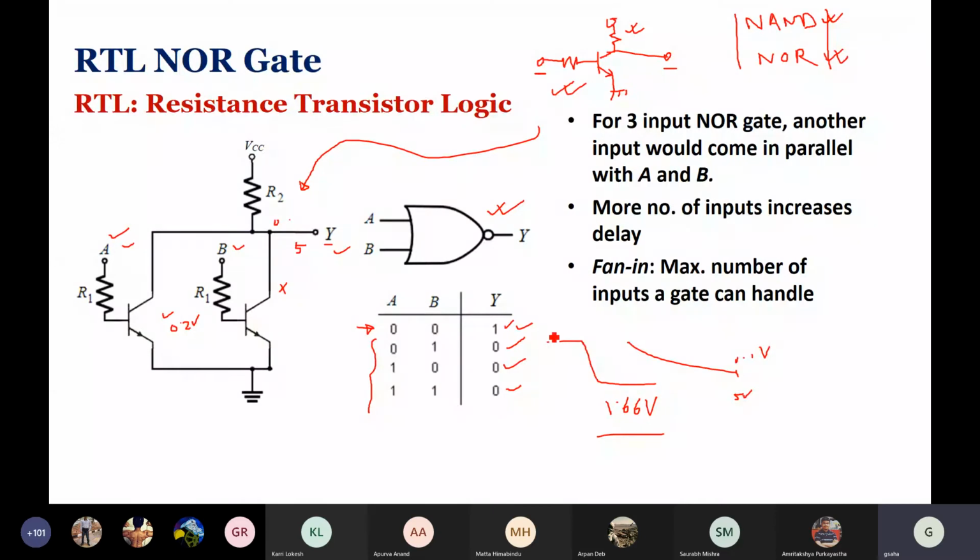Are you referring to the input-output curve? Yes, sir. That is not what we are considering here. We are considering that either it is at 0 volt or 5 volt. 0 volt means close to 0 volt, like 0.1, 0.2 kind of thing. 5 volt means close to 5 volt.